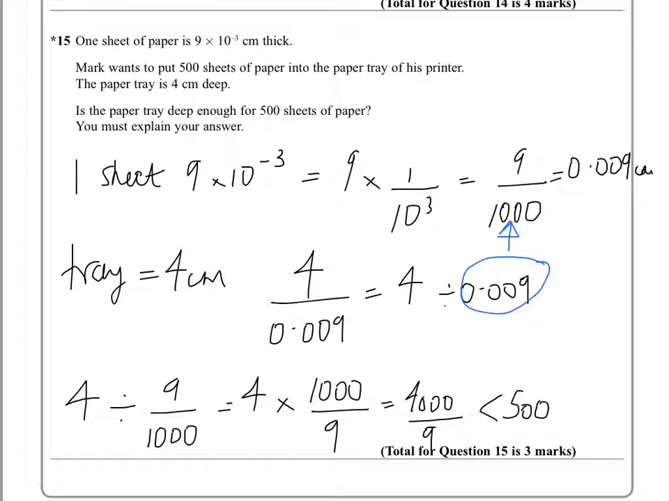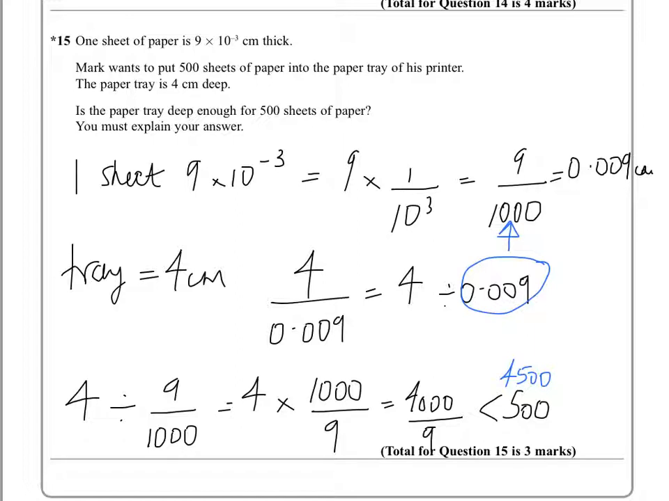How do we know that? Well, if we multiply 9 by 500, what do we get? 9 5s are 45, 9 times 0 is 0, 9 times 0 is 0, so you would end up with 4500. So what that means is, if we could get 500 in there, that's how thick it would be, but unfortunately our thickness is 4000.